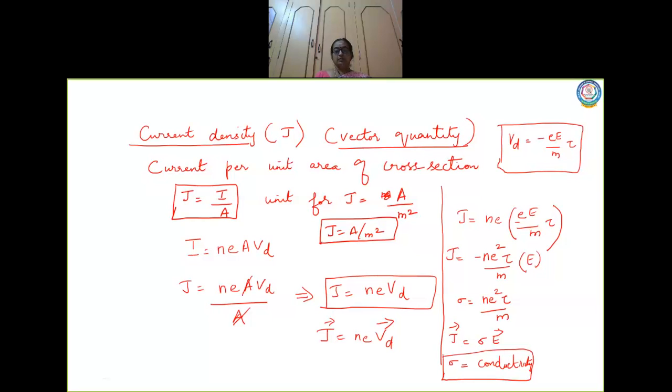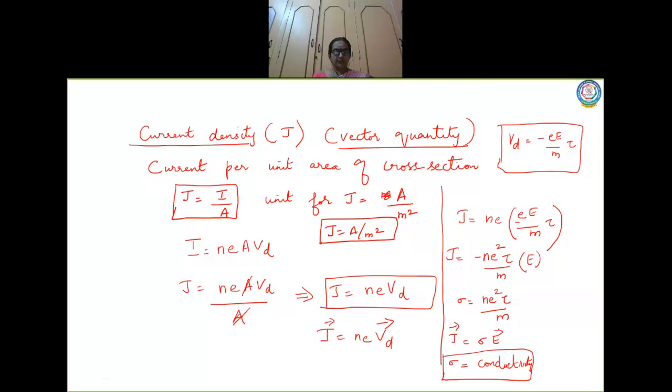When you substitute, you have to rearrange the formula. vd is equal to I by neA. So I is 0.2, divided by the number of electrons 8.4 into 10 power 28, charge of an electron 1.6 into 10 power minus 19, then 0.5, the area of cross section, right? When you simplify, you will get the value of drift velocity. Is it clear? Right. The next is example 2.4.